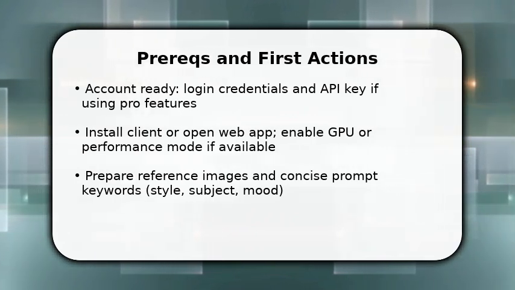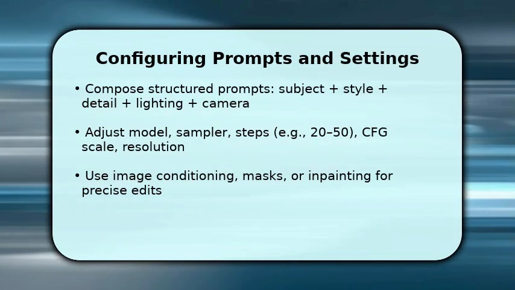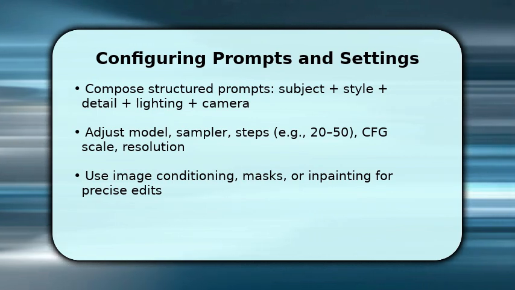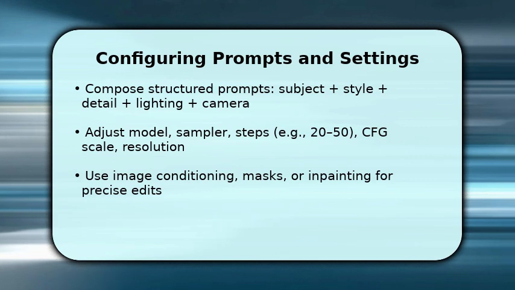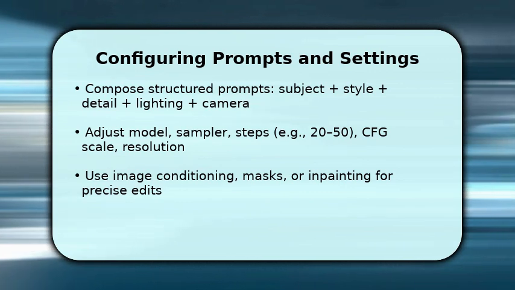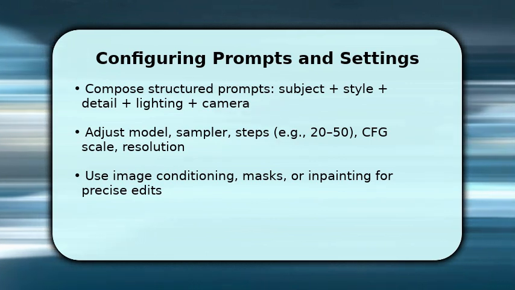Now you configure prompts and model settings to steer results. You'll write structured prompts: subject, style, details, lighting, and camera, because clarity reduces wasted variations. Next, select the model variant and sampler, set steps typically between 20 and 50, and tune CFG scale for adherence to prompts. Increase resolution for final renders and apply image conditioning or masks when you want localized edits. Once these are set, run a low-res test pass to validate composition and tones before full render.